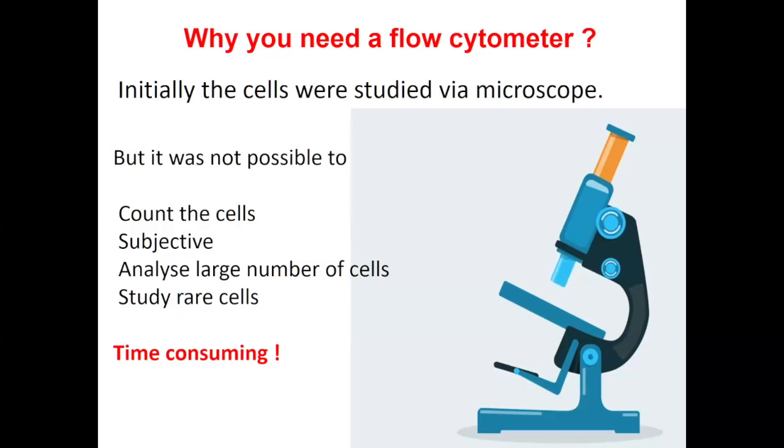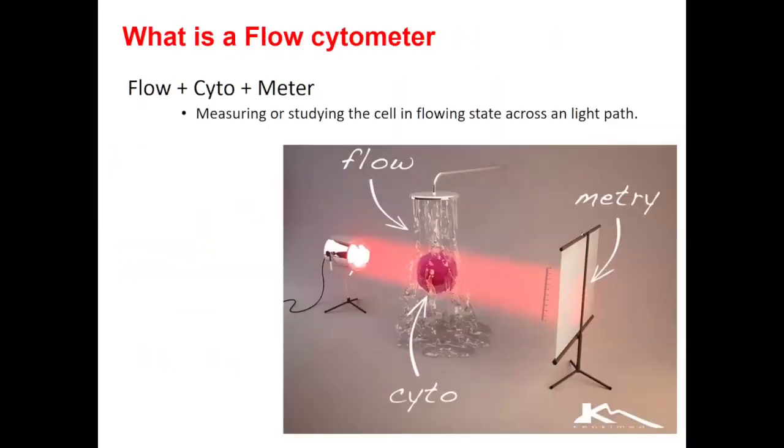But all of these can be overcome when we use a flow cytometer, which is a very, very rapid tool. It can analyze cells at a speed of, say, 10,000 to 1 lakh in 1 second. So it is that fast. That's the beauty of flow. So how does flow work?